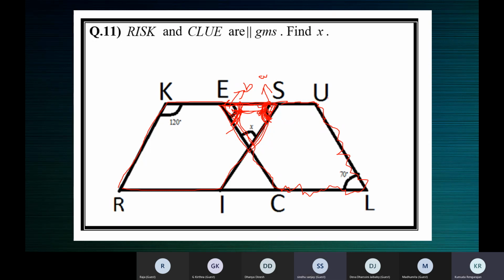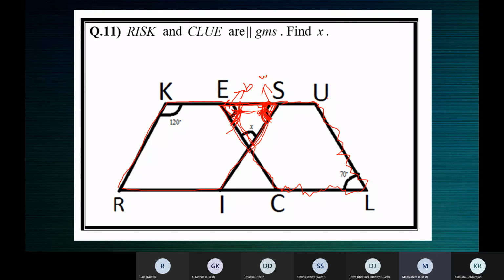Okay, children, I don't want any order. I want A and B. What are the measures of A and B? That's it. Only if you know A and B, you can find X. Ma'am, B is equal to 70 degrees, ma'am, because they're opposite angles. Yeah, B is equal to 70 degrees because they're the opposite angles of which parallelogram?